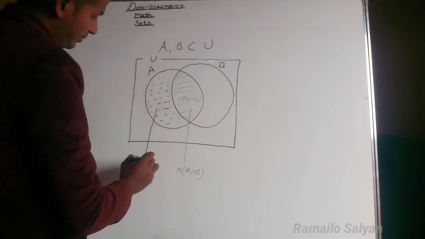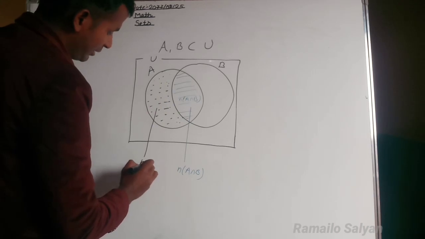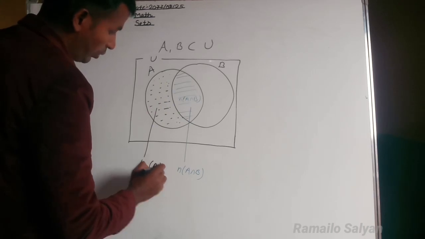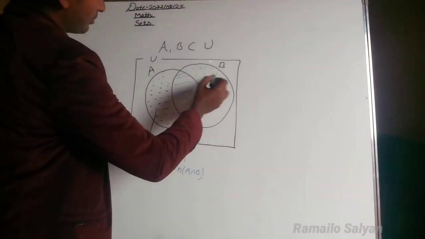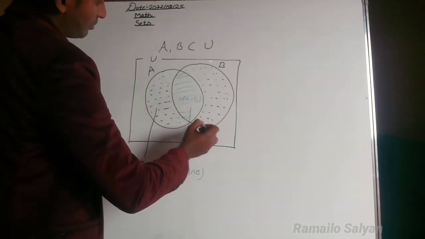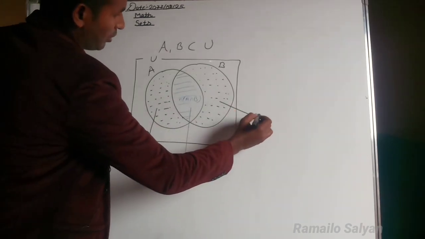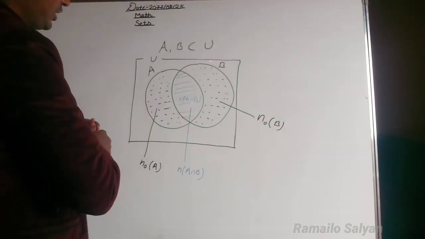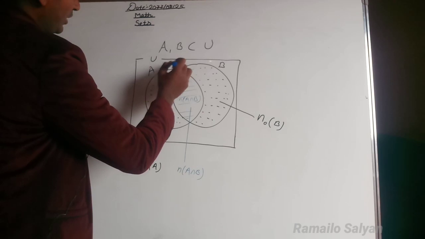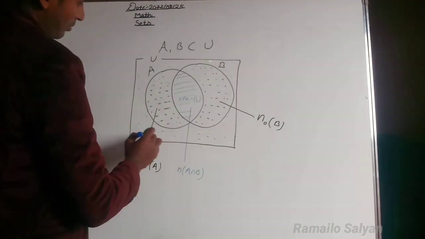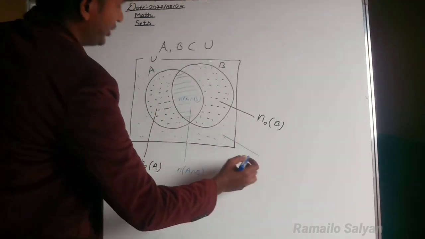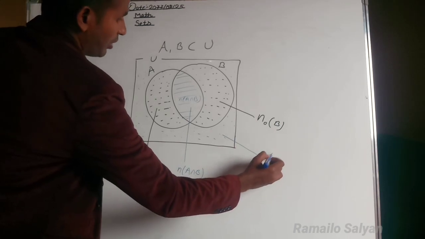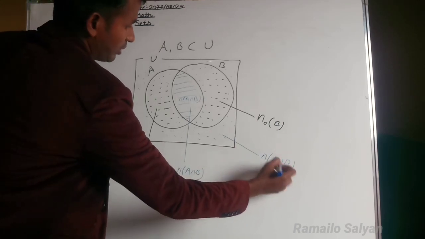This region is the only region of A. This is represented by n not A, only region of A. This region is the only region of B, represented by n not B. Students, look at your screen. This region is the complement region, A union B complement, number of A union B complement.